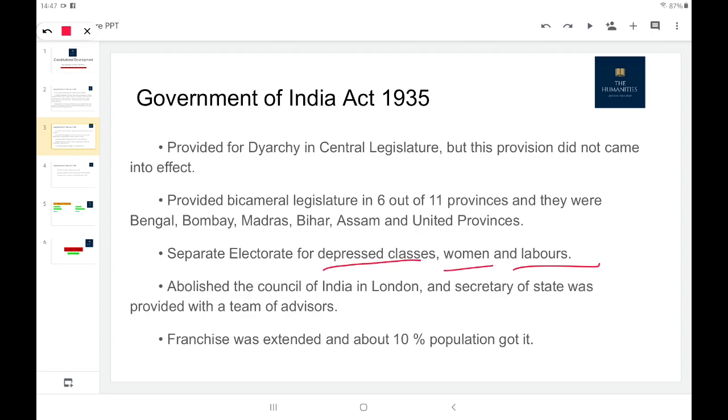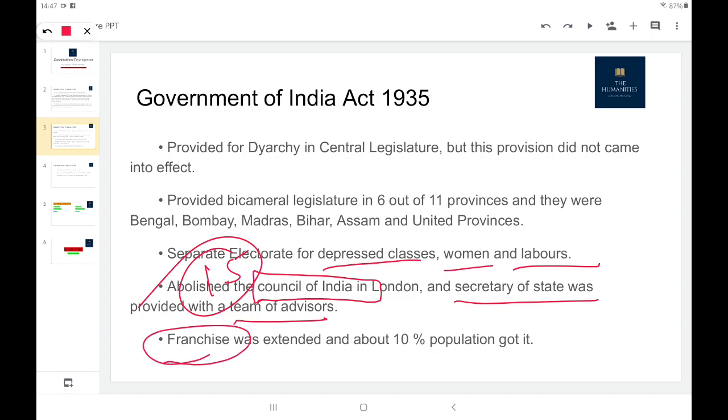Besides this, the 1935 Act abolished the Council of India, the India Council, which was in London, the 15-member body to aid and advise the Secretary of State. That was abolished, and a team of advisors was set up over there in London to advise the Secretary of State. Besides this, the act also extended the franchise rights, or the voting right, and now about 10% of the population of India got the voting right with this new definition.